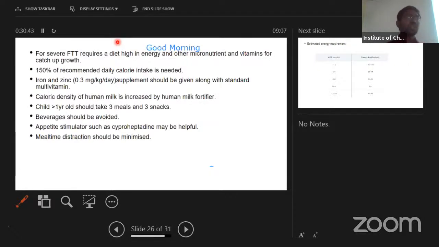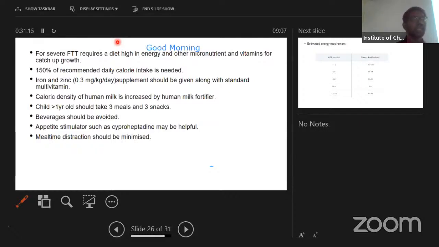Severe failure to thrive requires a high energy diet along with micronutrients and vitamins, and around 150% of the recommended daily calories is needed for catch-up growth of the patient. Iron and zinc should be supplemented to the patient, and the zinc should be 0.3 milligram per kg per day.